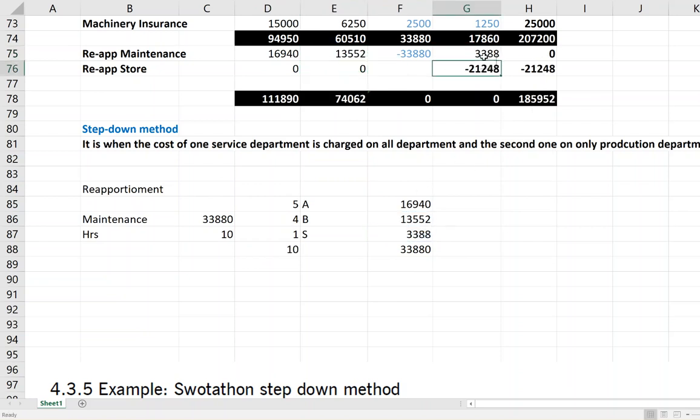So what we have done is minus the cost from here, and we have charged it on these other departments. So overall, in total, nothing changes. Only the cost shifts from one department to other departments. Now we are going to take the maintenance, the store, including this 3,000. Remember, original was 17,000, but now that we have added 3,000 from the maintenance, it becomes 21,000.